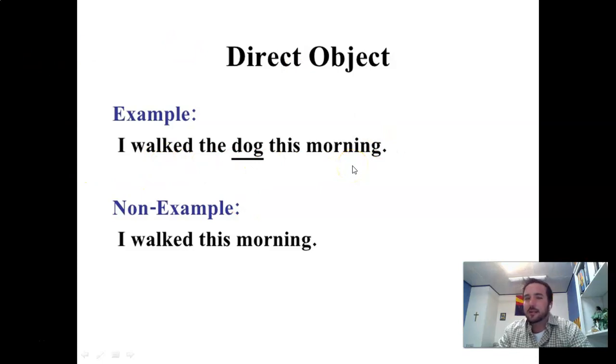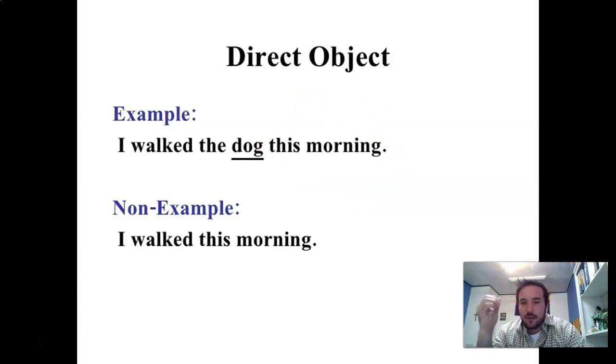Here's a good one this morning, and I like it because it's a little bit longer sentence. You got to really ask yourself, okay, who or what did something? I. What did I do? I walked. Walked what? Now, you got to think. Did you walk the dog or did you walk the morning? I think you probably figured out dog, right? I walked the dog. Dog is a direct object, which is why it's underlined. You can't walk the morning. This morning is still very much part of the sentence, but it just simply says when. It's not a direct object.